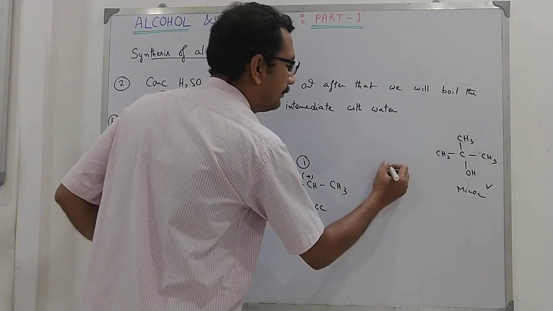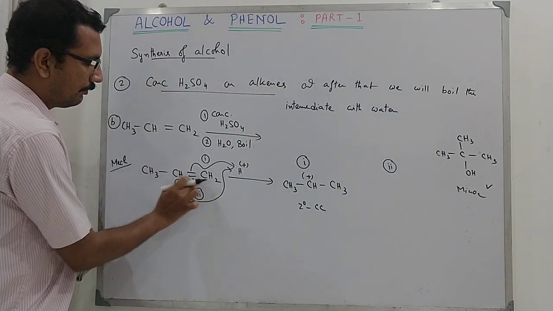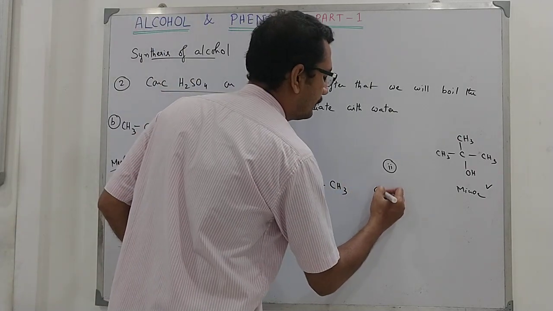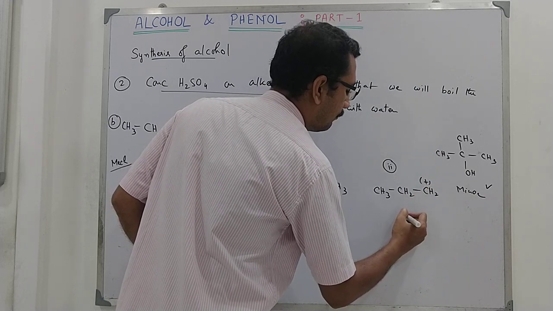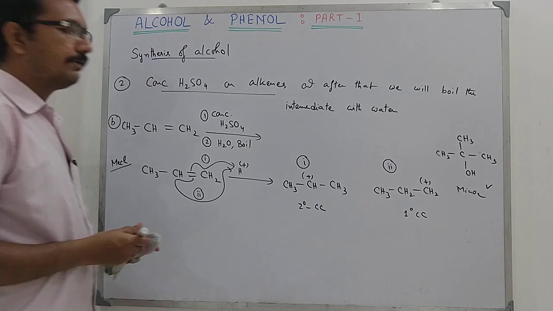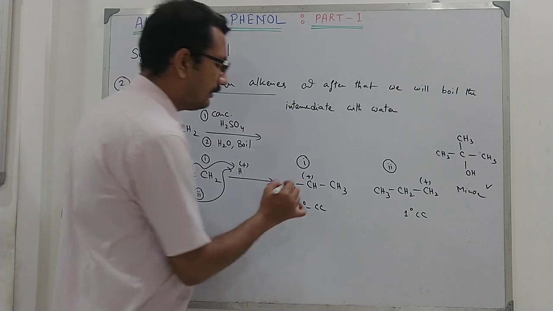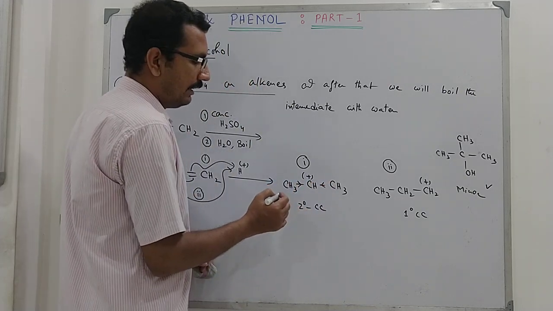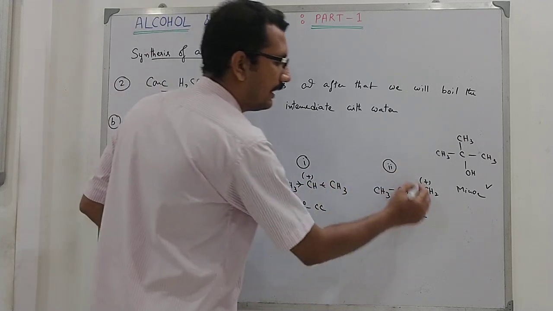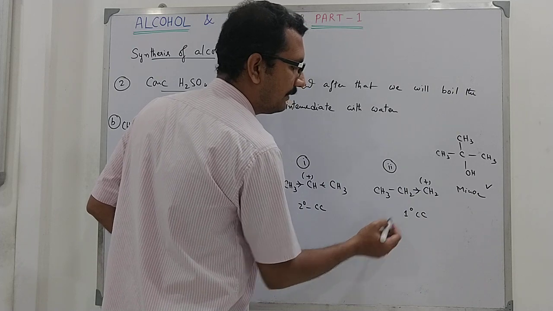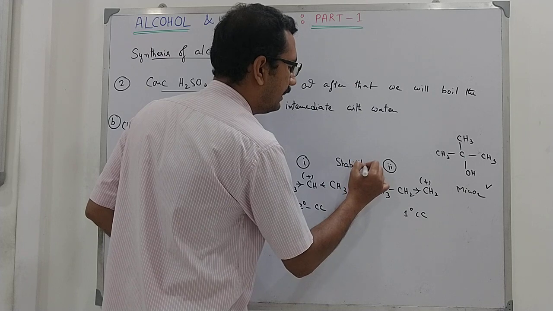Now in path 2 we will have attack at this side. So there will be plus at the terminal carbon. This is 1 degree carbocation. Now which one is more stable? This one is more stable because there is 2 plus I effect and there are 6 alpha hydrogens. So there will be 6 hyperconjugation. And here, we have only 1 plus I effect and there are 2 hyperconjugation. So the stability order will be like this.